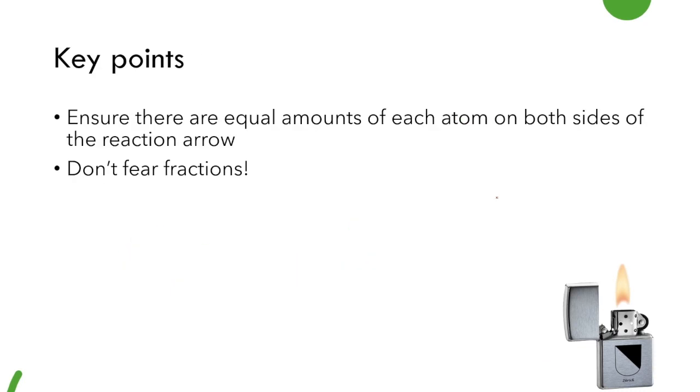All right, let's summarize this. Your key points are to ensure that there are equal amounts of each atom on both sides of the reaction arrow. Second and finally, don't fear fractions. Fractions are going to actually make your life much easier, and you won't fall into the common pitfalls of balancing.